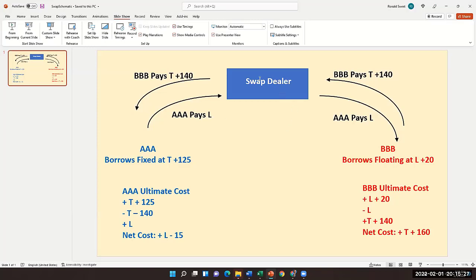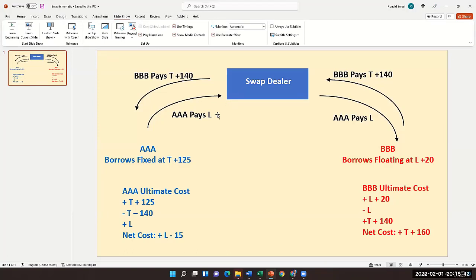Well, if the swap dealer goes insolvent, AAA loses all of that. They're out of luck. And they can't go after triple B because they don't have a contract with triple B. They only have a contract with the swap dealer. And so it just really is an arbitrage.